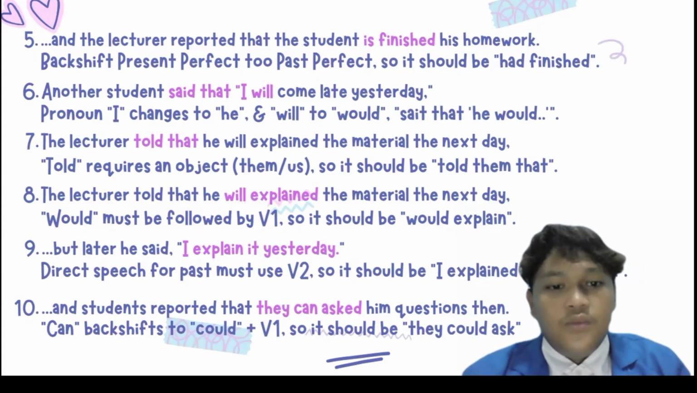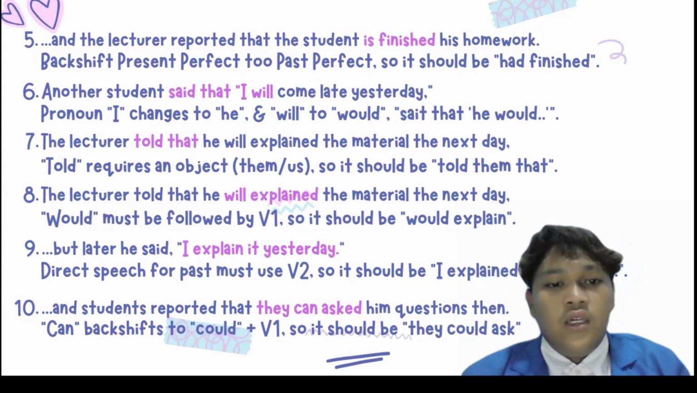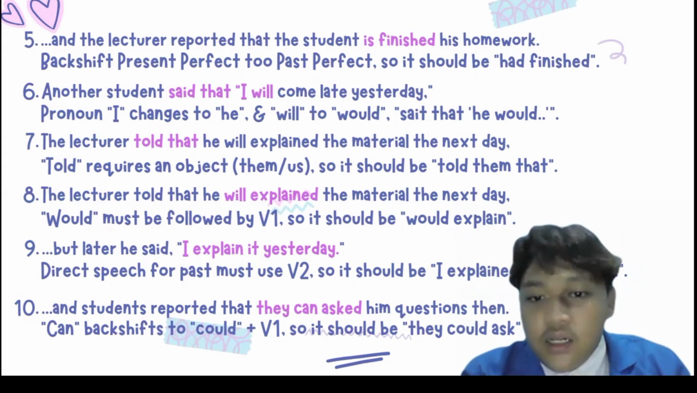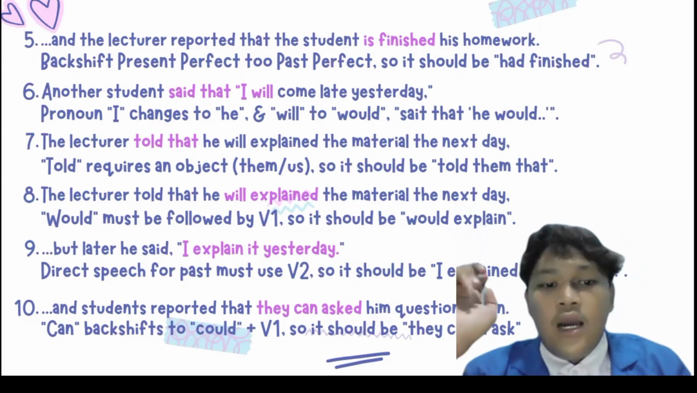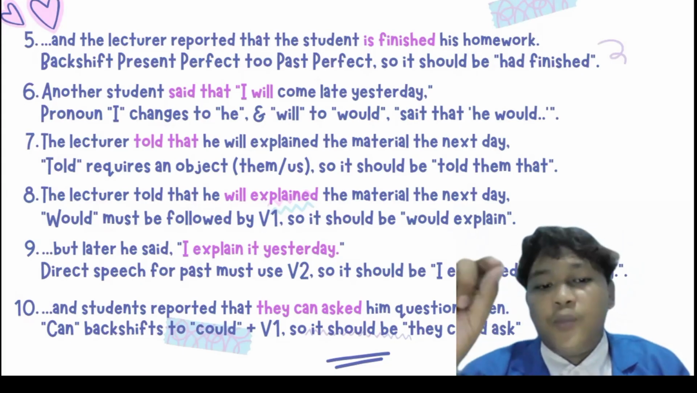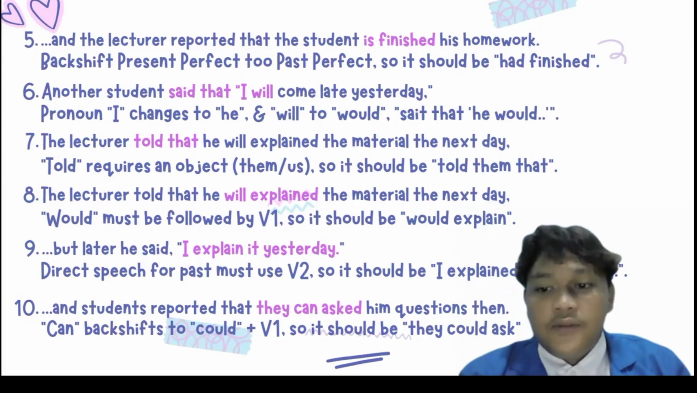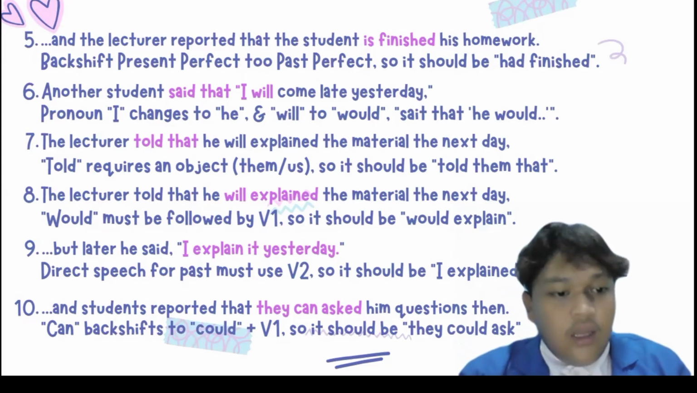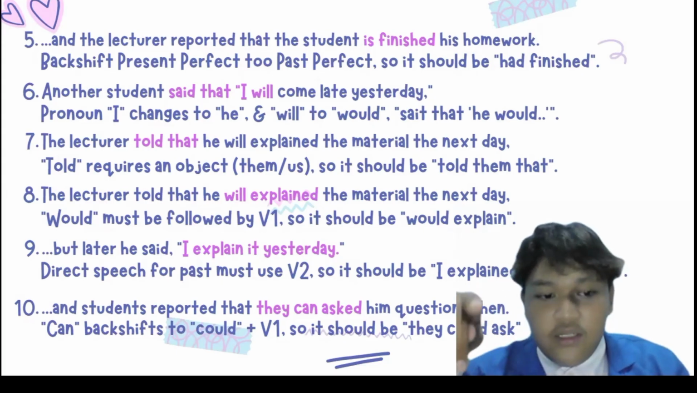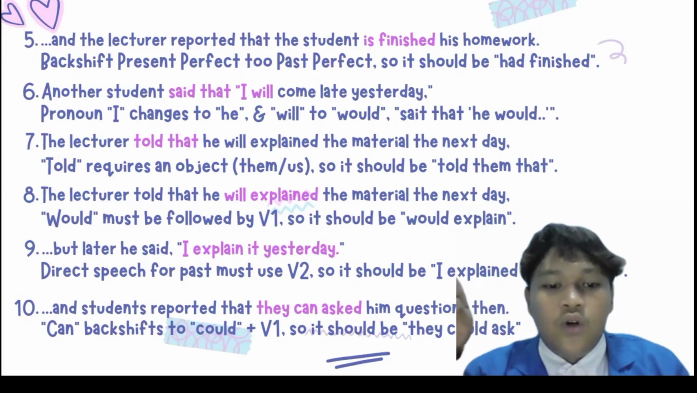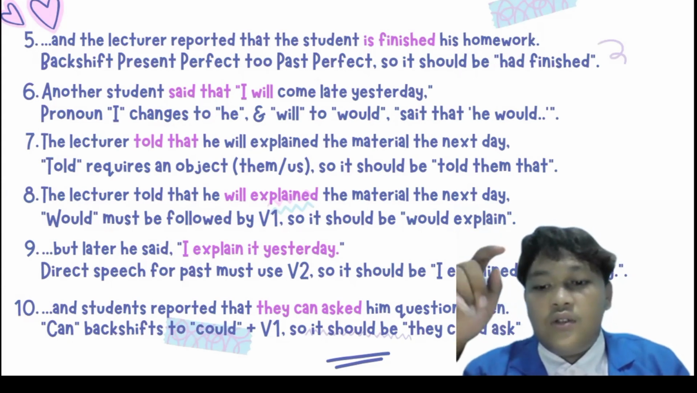Number eight, the lecturer thought that he will explain the material the next day. Would must be followed by verb one, so it should be the lecturer thought that he would explain the material the next day. Number nine, but later he said, I explained it yesterday. The speech for past must use verb two, so it should be I explained it yesterday. Lastly, students report that they can ask him question. Can backshifts to could, so it should be they could ask.